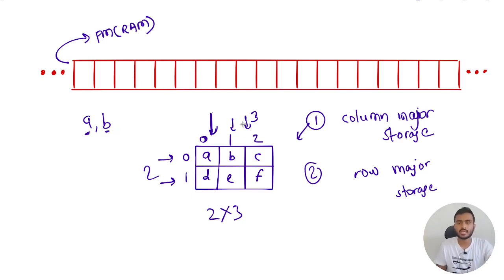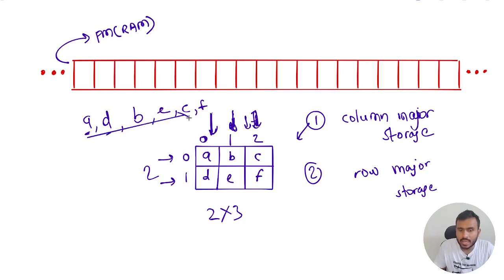Then we will go to the next column. The next element is, sorry, the second element is not small b, it is small d. So I'll erase this one and it should be small d. So small a, small d. Then we'll go to the next column. In the next column the first element is small b and the next element is small e. Then we'll go to the third column, where the first element is small c and the next element is small f. So in this way the elements will be stored.